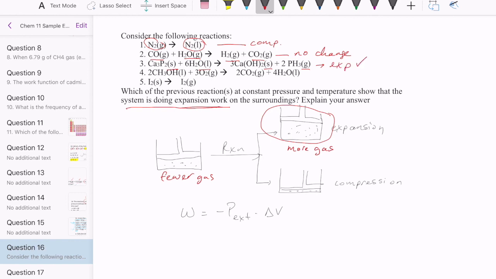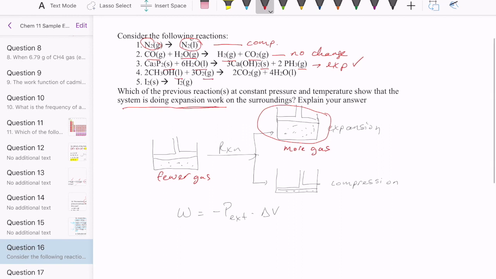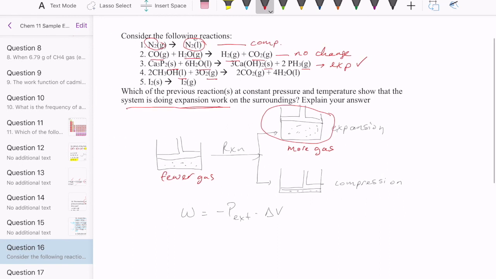Let's take a look at the fourth one. We have a liquid and gases, three gas in this case. And then on the product side, we have a gas and a liquid. So let's look at the actual number of moles of gas. Here we have 3, here we have 2. So that means you're actually decreasing in the number of moles of gas. So this one is a compression.